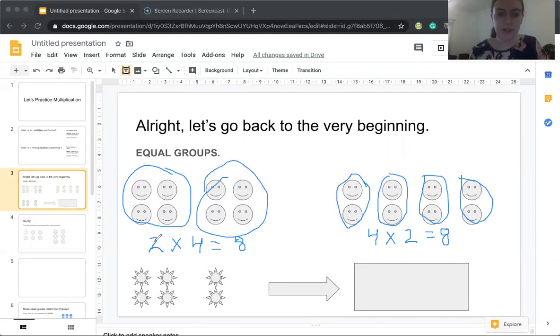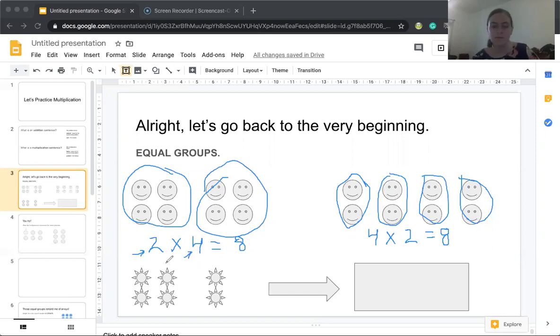I haven't changed the number of smileys I have, I've just changed the way I've grouped them. Over here, it's 2 times 4 because I have 2 groups with 4 in each. Over here, it's 4 times 2 because I have 4 groups with 2 inside. So this number right here is how many groups I have, and this number right here is how many things are inside each group. And there's my product, okay?